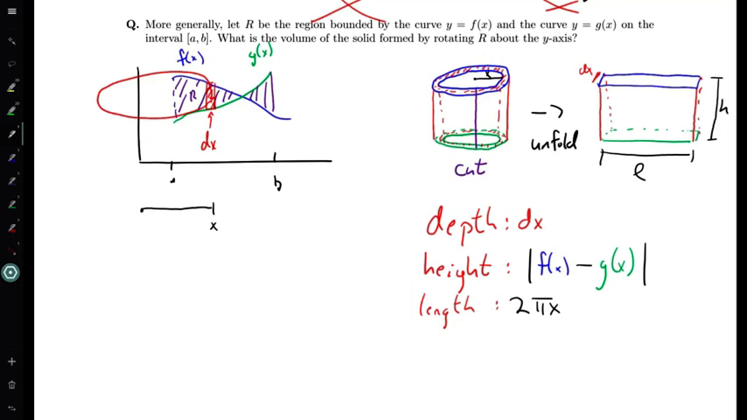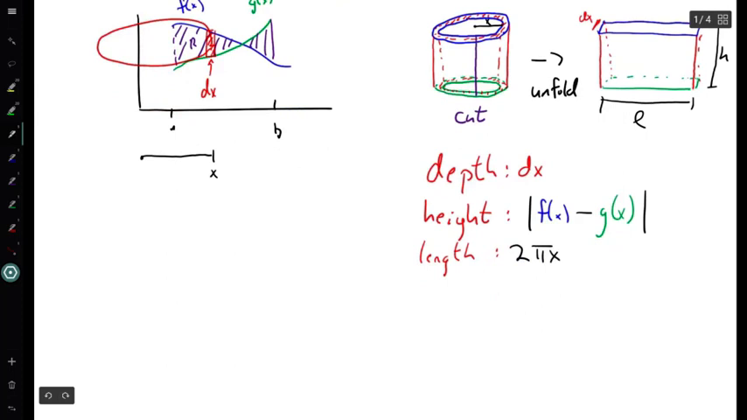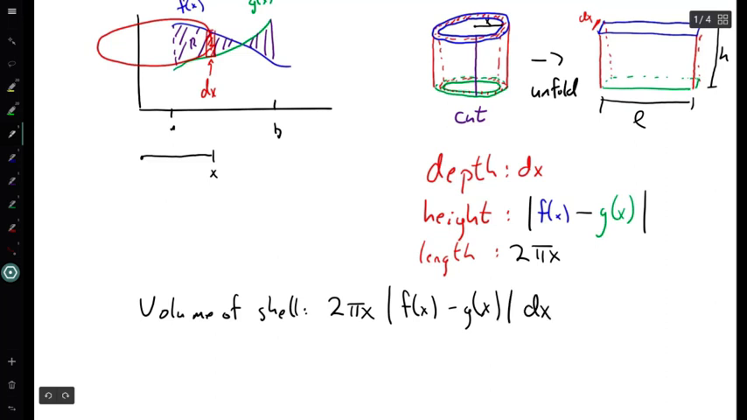All right, so we've done a little bit of computation here for the different parts of the volume of this shell. Now that we've found each of these different parts, we can actually write down the volume. So the volume of the shell is going to be approximately the depth times the height times the length. And so that's going to look like 2 pi x times the absolute value of f of x minus g of x times dx.